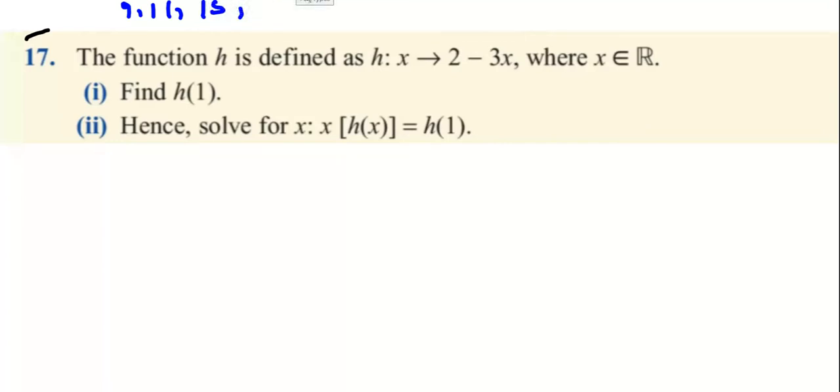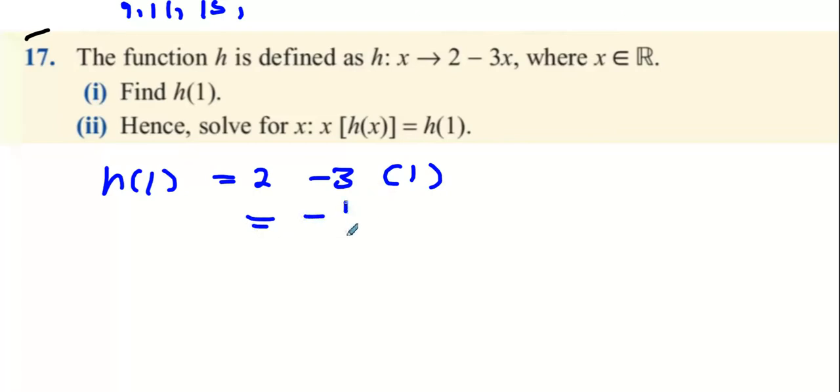All right, what have we here? What's h(1), guys? h of blank is 2 minus 3 times blank. So h(1), isn't it, 2 minus 3 times 1? Minus 1. All right, what's h(x) again? 2 minus 3x equals h(1). What's h(1)?